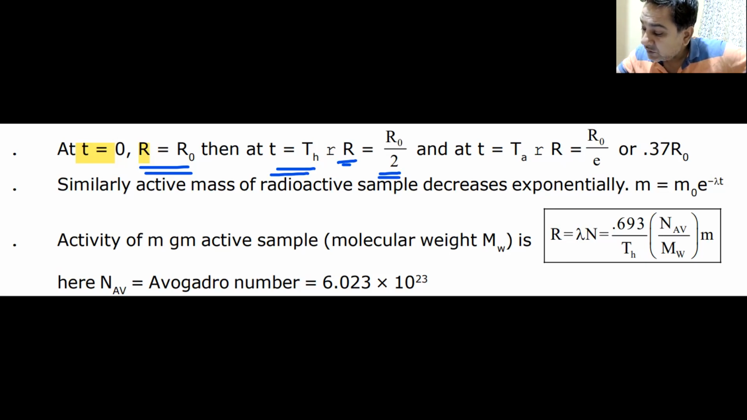Similarly, for T average, when the time becomes T average, the number of nuclei also becomes 37%. Here also you can see the activity becoming 37%. Do we understand this? Now I can make the same formula. I made the formula for number of nuclei. I made the formula for activity. A similar formula can be made for the total mass of the radioactive substance that is left. M will be equal to m naught e to the power minus lambda t. Do we understand this formula?